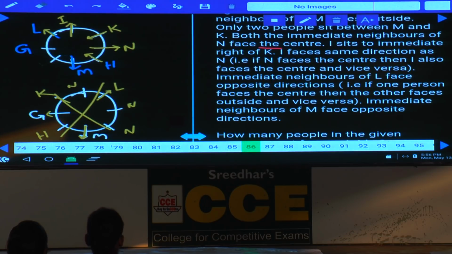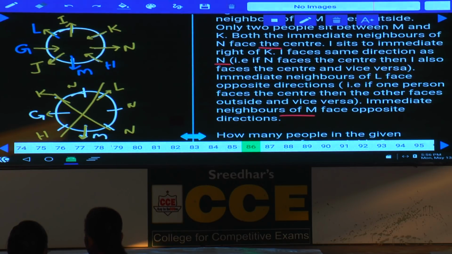Immediate neighbors of L face opposite direction. Immediate neighbors of L, that is I and G, are opposite. I is away from the center, so G must be towards the center. Then tell me who is the person left over? J is left over. And next one. Immediate neighbors of M face opposite. Immediate neighbors of M means H and J are opposite. H is towards the center, so J must be away from the center.